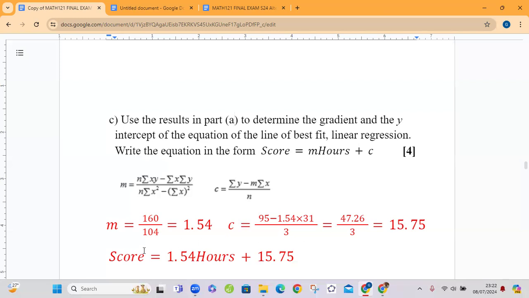So now we can write out the equation y is equal to mx plus c. We have calculated m and we have calculated c. So we simply substitute: score is equal to 1.54 times hours plus 15.75. So this is the equation that we have modeled using the data that was collected.